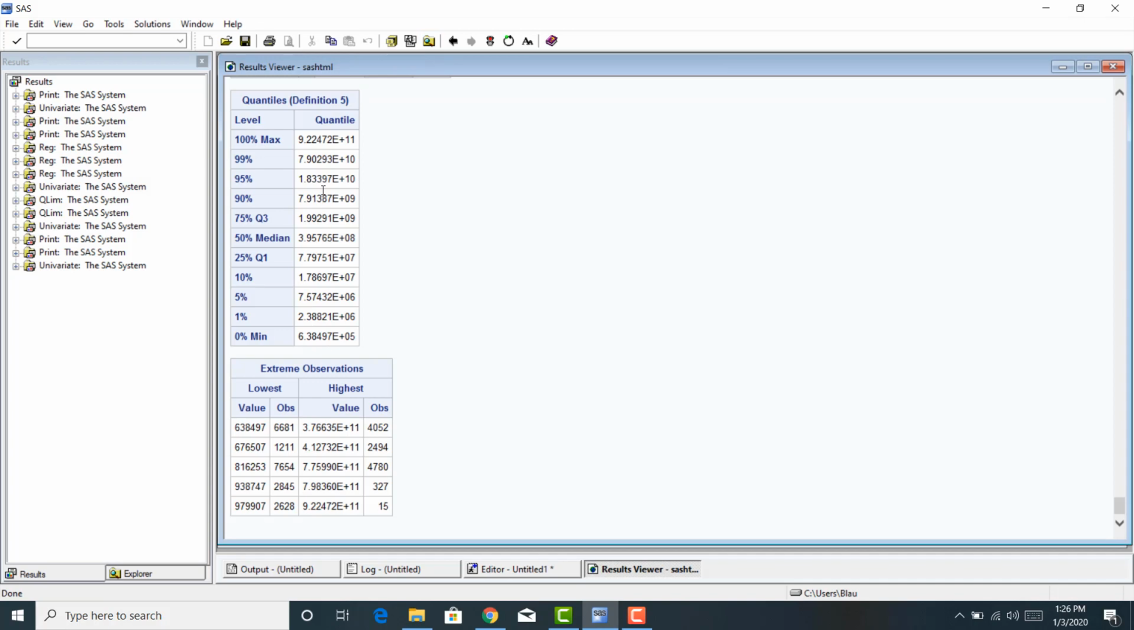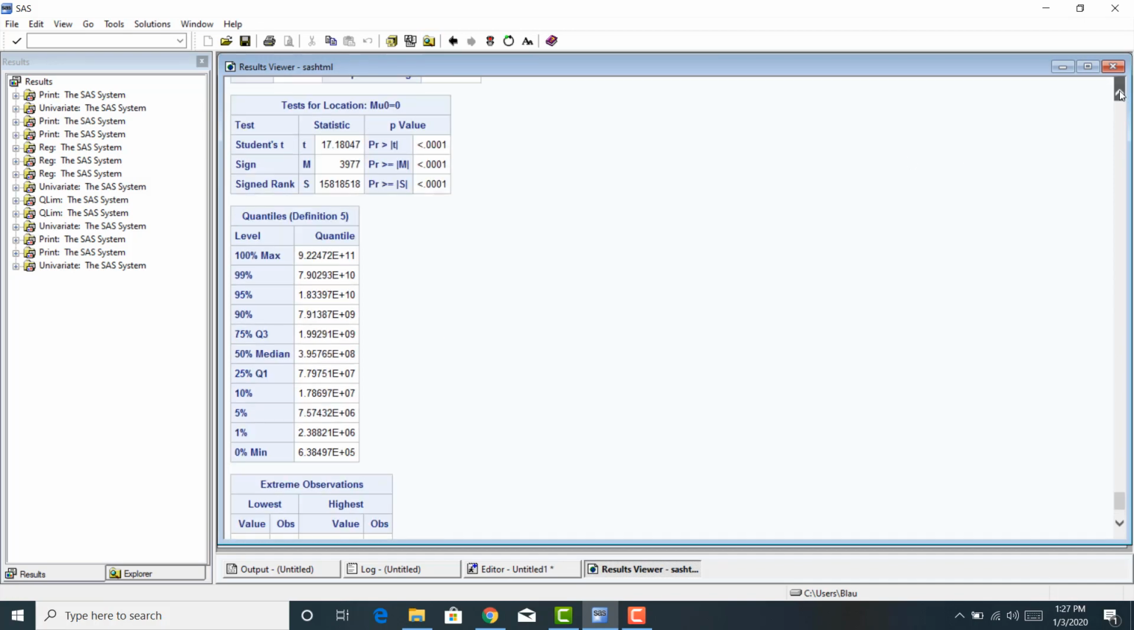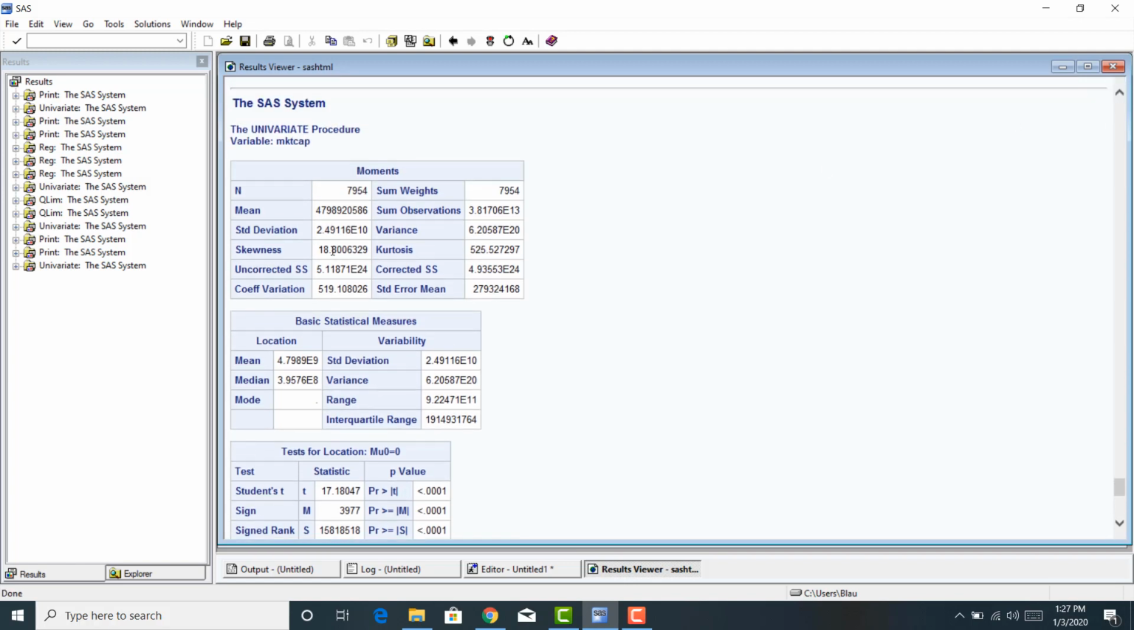First, it shows me how the distribution looks here. Notice also, when I come up here to the simple statistics, the average stock in our sample has an average market cap of $4.8 billion. But the median stock only has a market cap of about $400 million. Notice that the skewness and the kurtosis on market cap are huge. There are some super large stocks that are outliers.